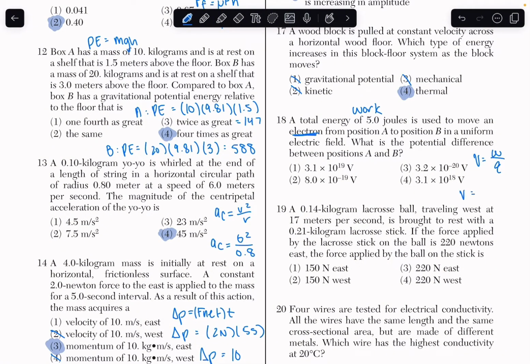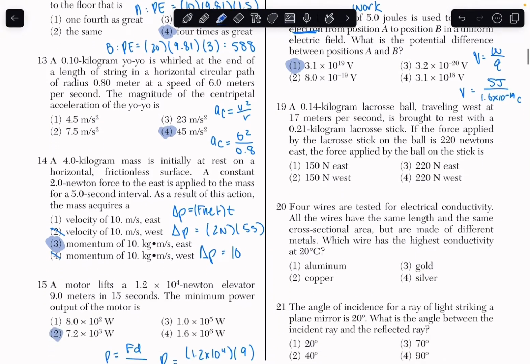So V equals 5 joules over 1.6 times 10 to the negative 19th coulomb. And this is because if you look on the reference table, the charge of an electron is just 1.6 times 10 to the negative 19th. And once we do this work, we're going to get an answer of 3.1 times 10 to the 19th volts.